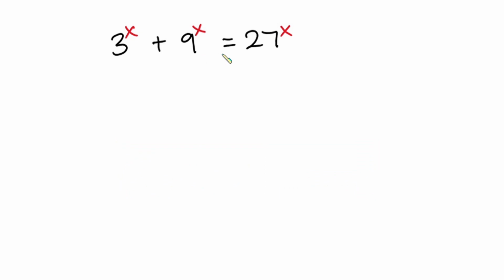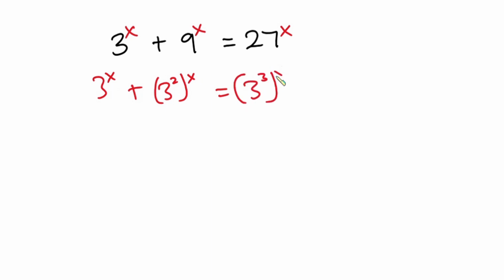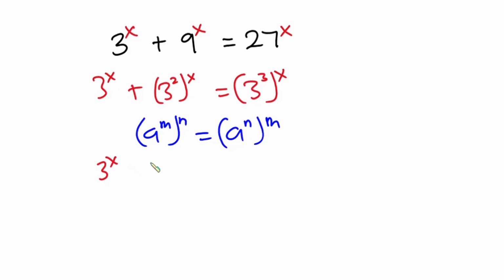Now let's get started. So first of all, I will simplify this. We have 3 to the power x plus 3 to the power 2x is equal to 3 to the power 3x. Alright, so here if you have a to the power mn, this is the same as a to the power nm. Alright, so I'm going to rewrite this in this form. So we have 3 to the power x plus 3 to the power x2 is equal to 3 to the power x3.